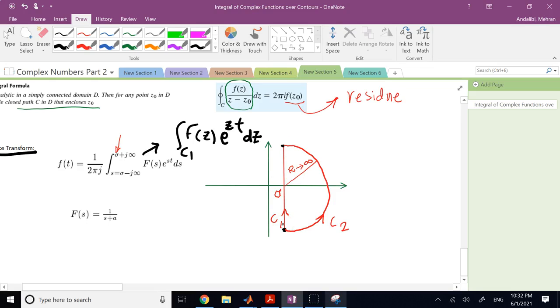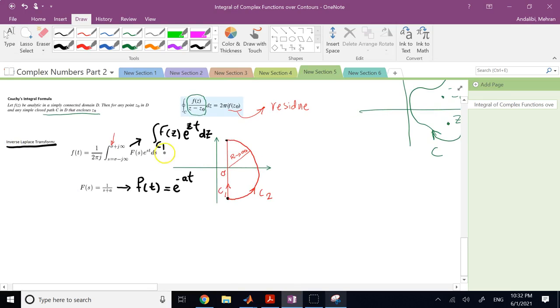Now, how can I use it? Let's look at it with one example. So here I'm trying to calculate the inverse of the function 1 over s plus a. Well, you all know from your Laplace transform tables that the inverse of this is e to the negative at. Correct? I assume you all know that. But how can I get it from this integral? Well, let's take a look.